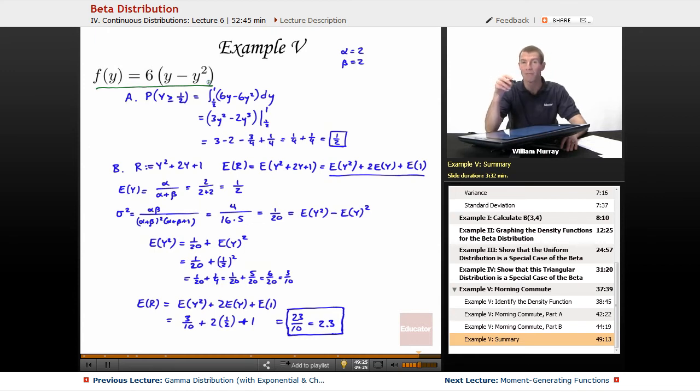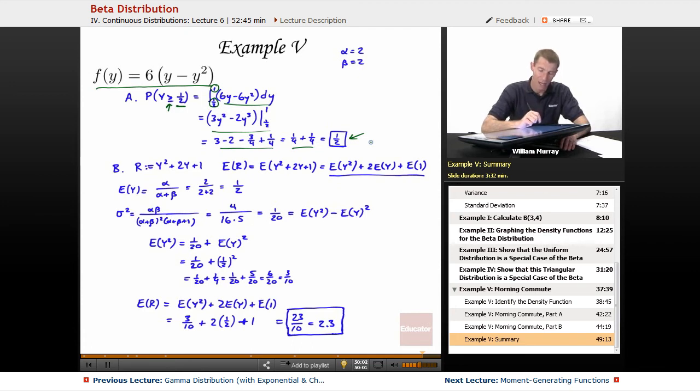In part A, we had to find the probability that it will take longer than 30 minutes to drive to work. Well, 30 minutes is 1/2 an hour, and we want it to be longer than 30 minutes. So we're going to integrate from 1/2 to 1 the density function, and that turns out to be a fairly straightforward integral as long as you keep the fractions straight. And we get that the probability there is exactly 1/2. So half the time your commute will be longer than 30 minutes, half the time it'll be shorter than 30 minutes.